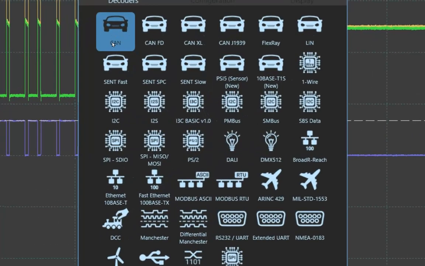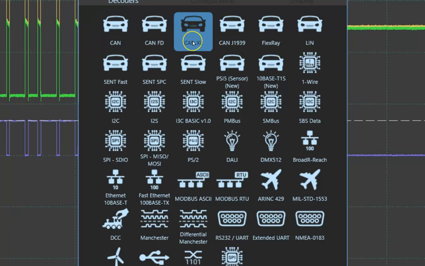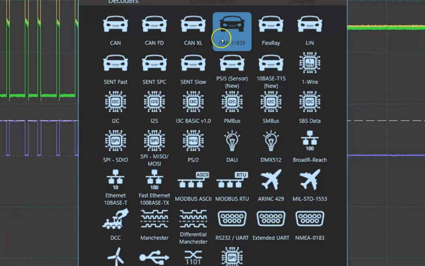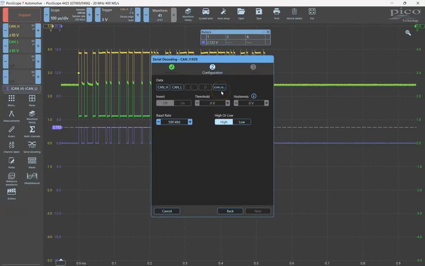Well, we're not going to use that one. We know that what we care about in the off-highway and in the on-highway heavy industry is J1939 CAN. So we're going to pick J1939. I'm going to pick CAN high minus CAN low. We're going to use a threshold for now. I'll go ahead and stick with these values. We'll leave everything else the way that it is.